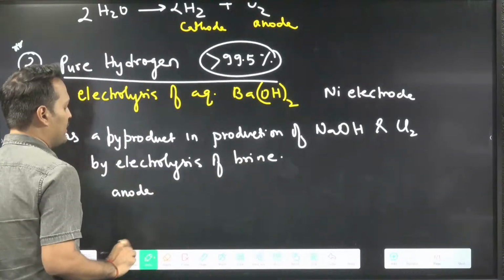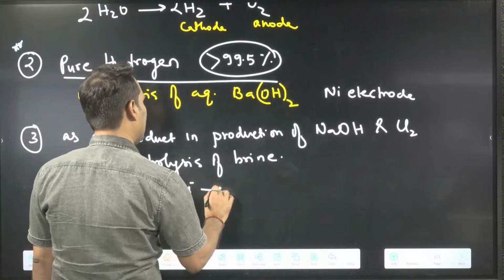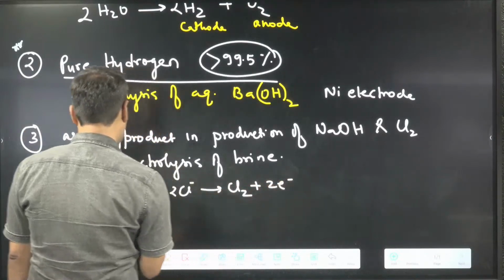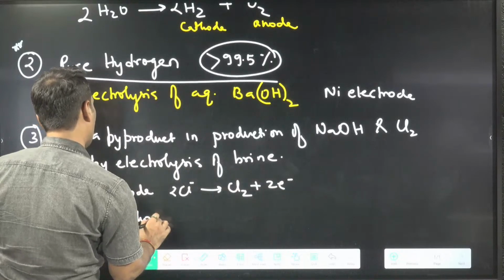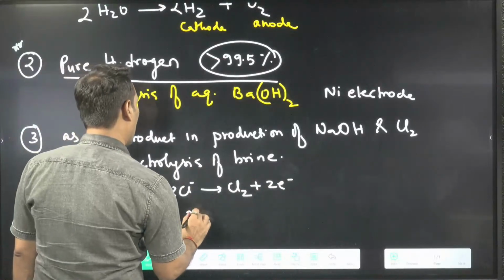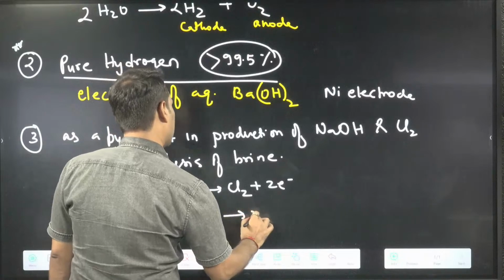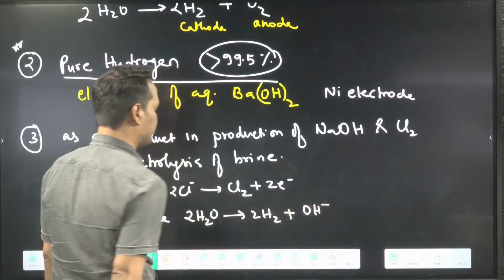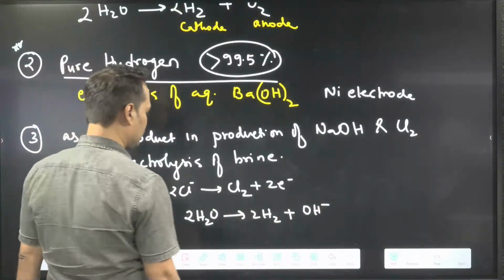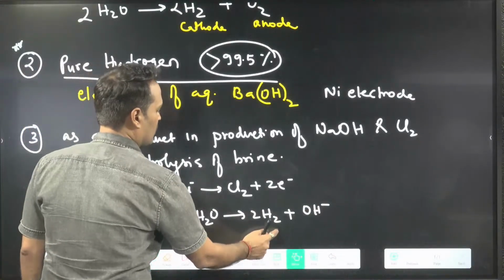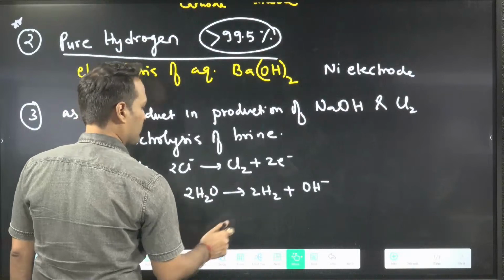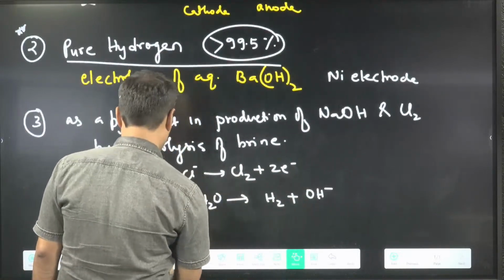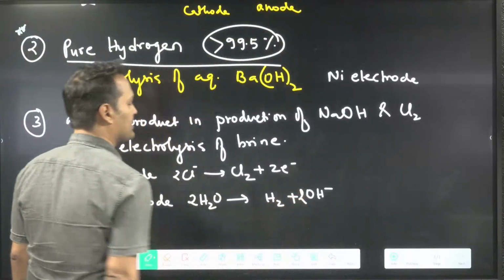At anode what happens? Always oxidation. So Cl minus is oxidized to Cl2. And at cathode what happens? We know always reduction. Here water is reduced. Water is reduced to give H2 and OH minus. देख लो एक बार. Okay. You can write like this also, the equation. Balance. If you are interested in balancing, you can balance like this.